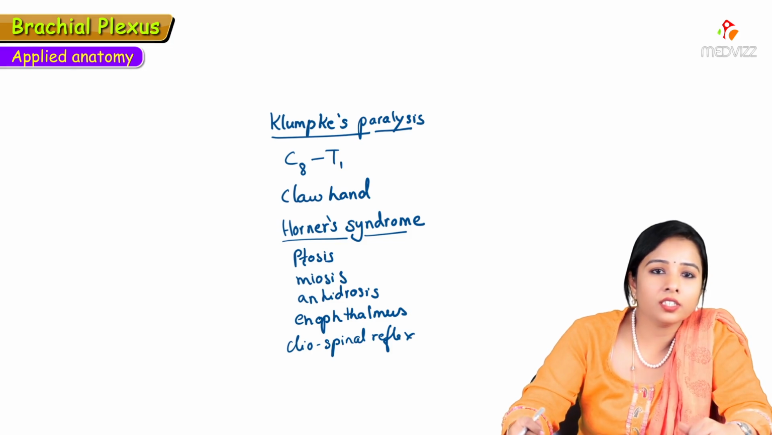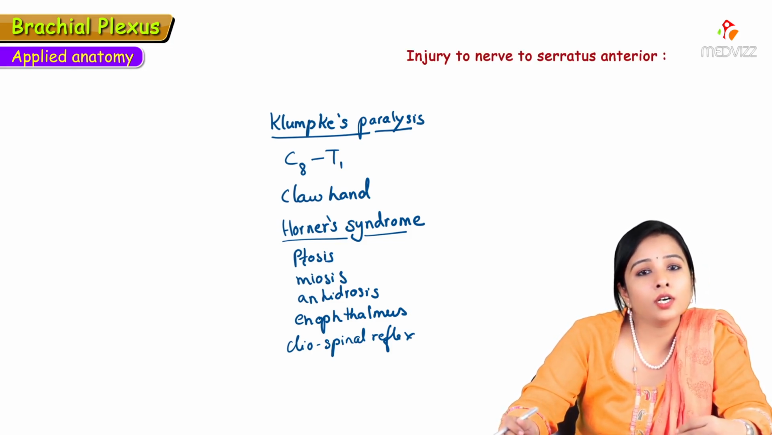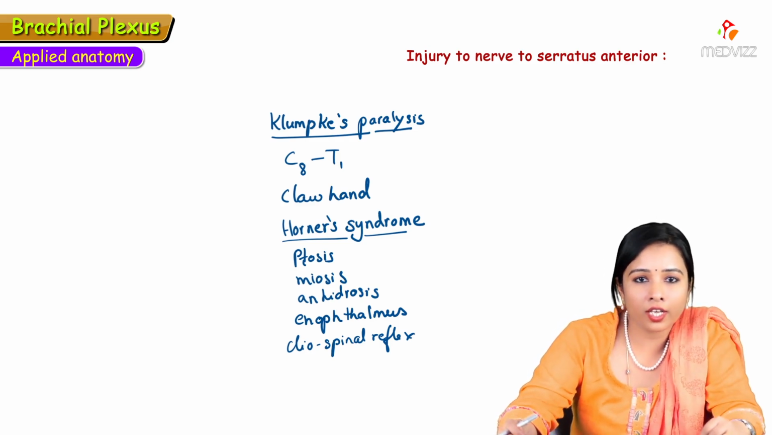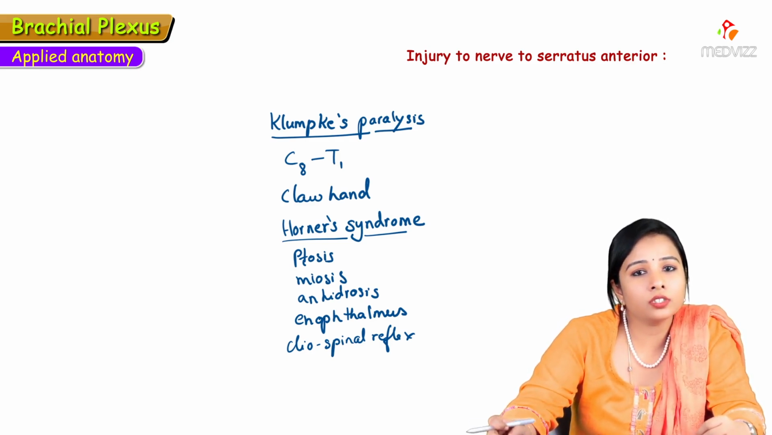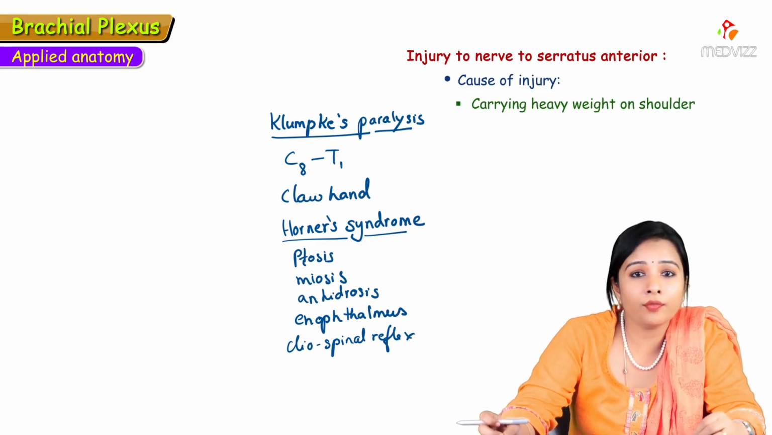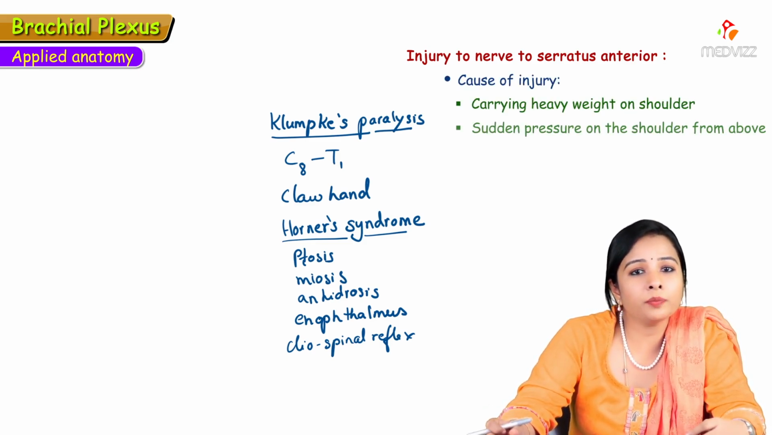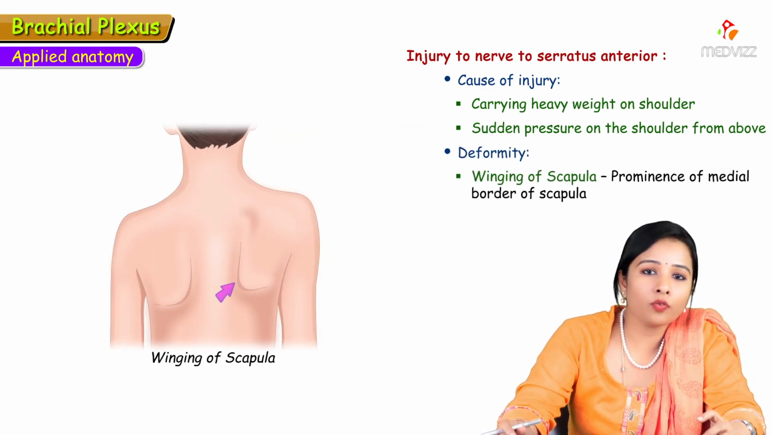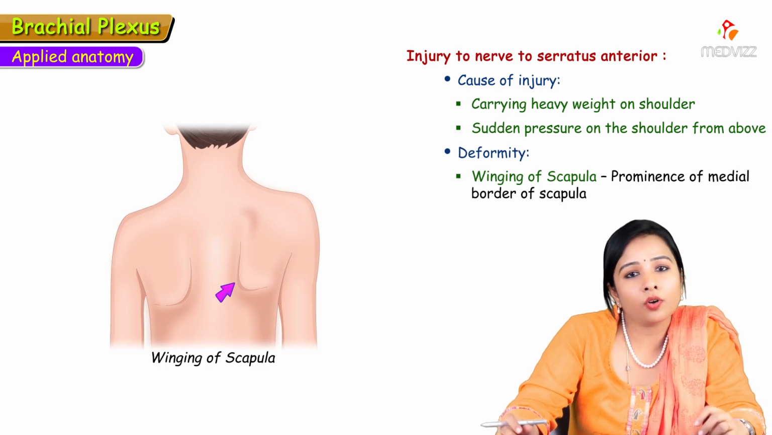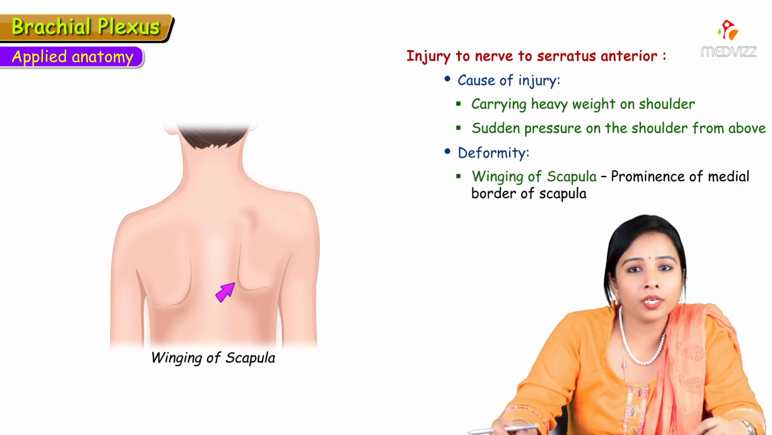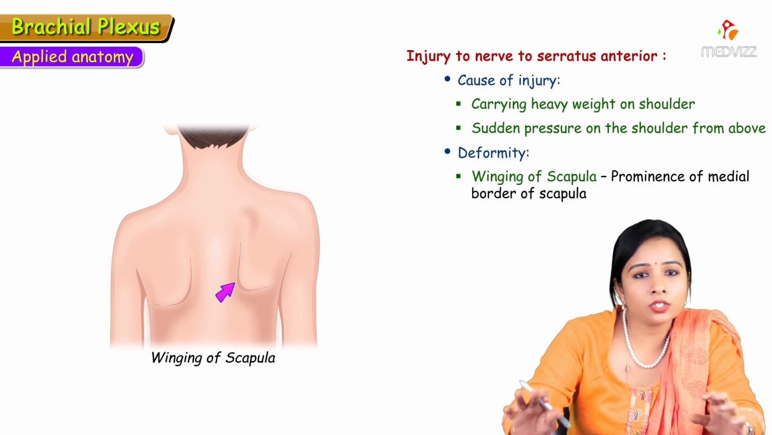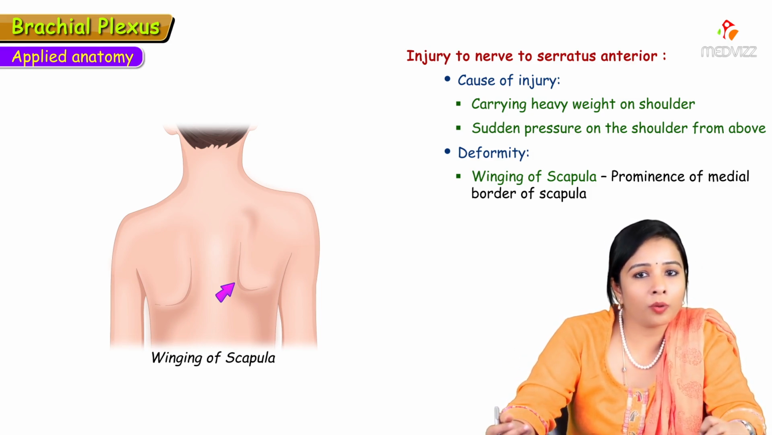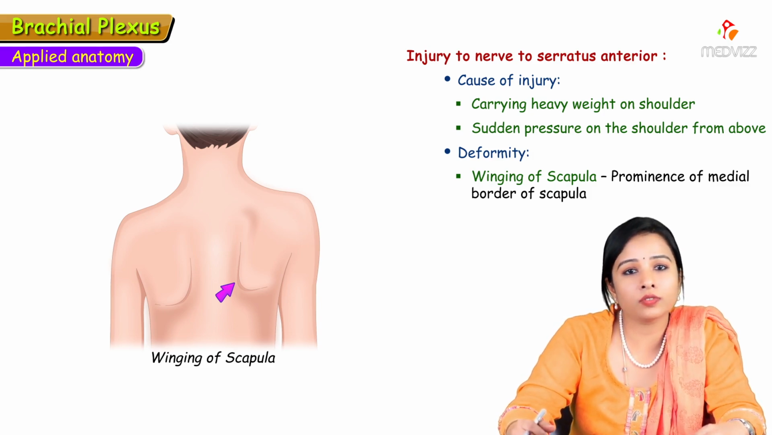The next condition is injury to the nerve to serratus anterior, which is also called the nerve of Bell or long thoracic nerve. Injury to this nerve occurs due to carrying heavy weight on the shoulder and sudden pressure on the shoulder from above, resulting in winging of the scapula. The medial border of the scapula becomes more prominent when a person is asked to push against the wall. This condition is called winging of the scapula.